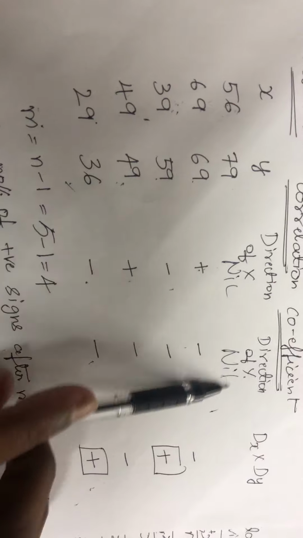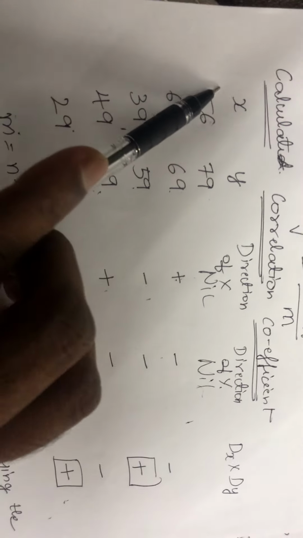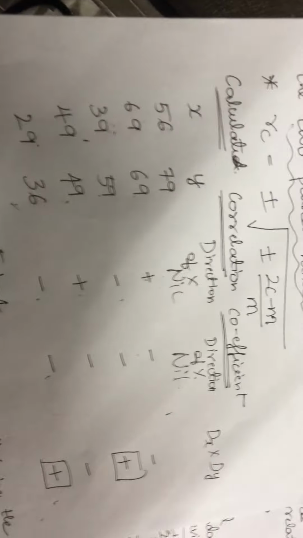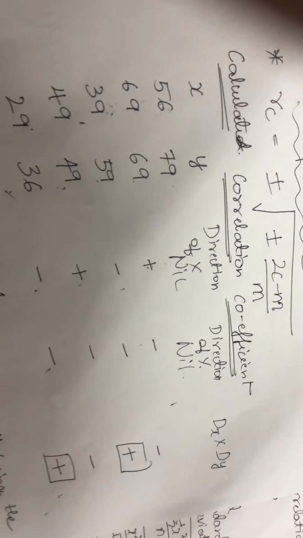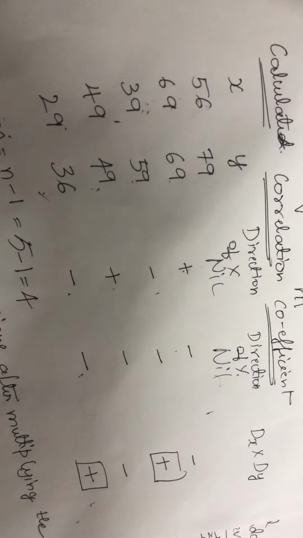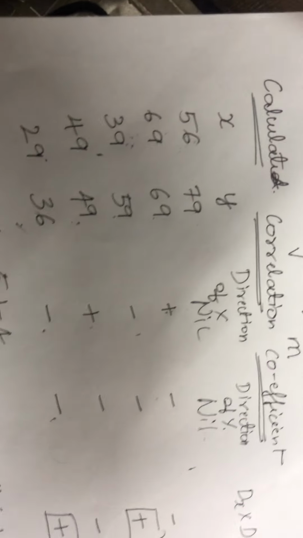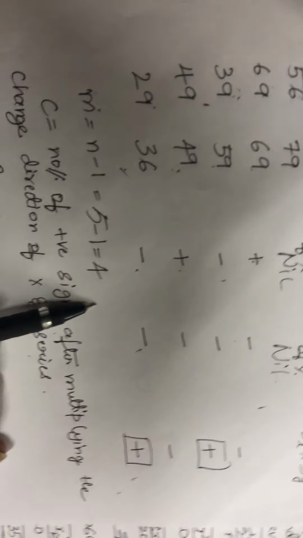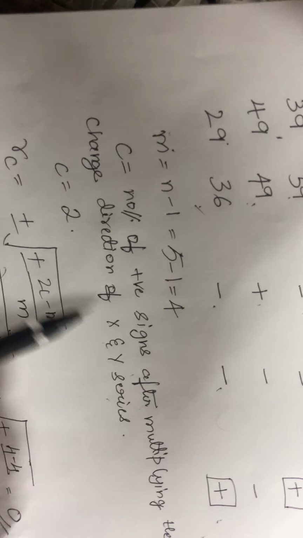For the first factor I did not give a pair because I want to compare. 56 I cannot compare with anything else, so for the first factor it was nil. For the rest, we have given the signs. So how many numbers are there in the rest? That is the total observations minus 1, that will be 4. The m value is 4 and C is 2.